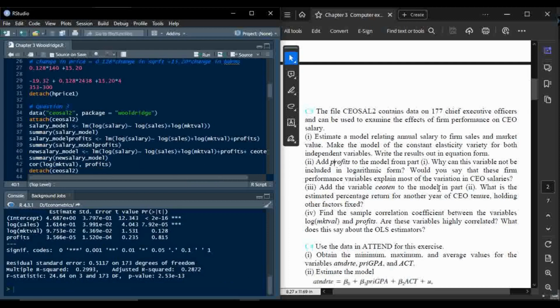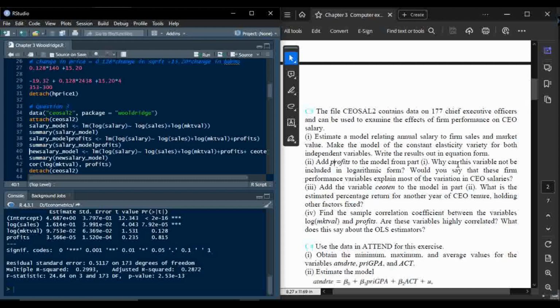Okay, now look at the second part of this question. Why can this variable not be included in logarithmic form? Because logarithmic form of only positive variables can be taken. Log of 0 and negative variables do not exist, and there are various firms where profits have been reported in negative values. Therefore we cannot include this variable in logarithmic form. We will have to include this variable in level form, in its original form.